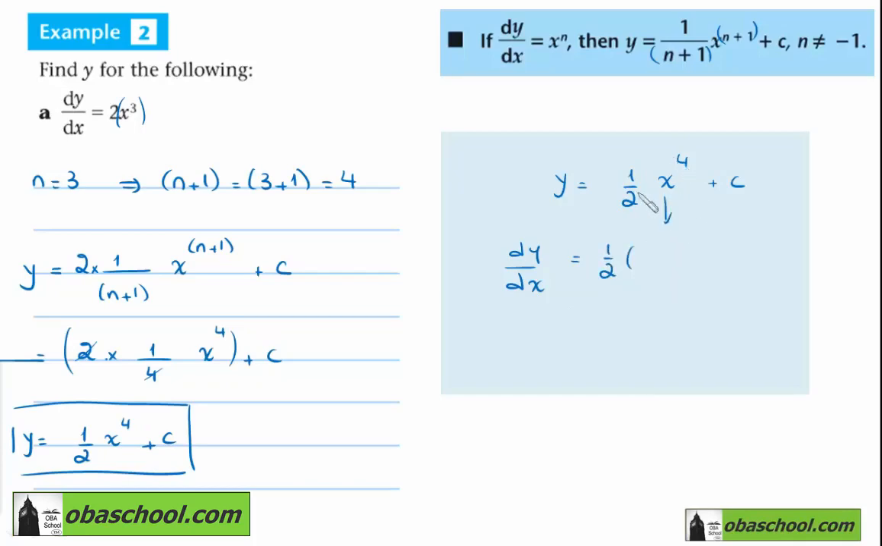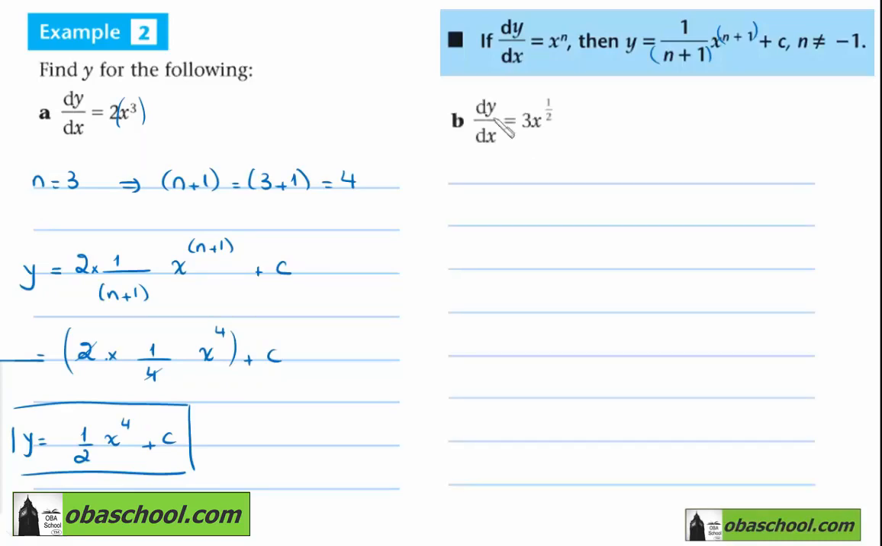so we can double check if it is the same as the given. Therefore, 1 over 2 stays the same, 4, that is n, multiplied by x, and we reduce 1 from the power. The differentiation for the constant is 0. This is equal, half multiplied by 4 is 2, and x to the power 3, which is the same as the given. Then our solution that we did is correct. Whenever we have a constant multiplied by x to the power n, then in the integration we multiply by this constant.